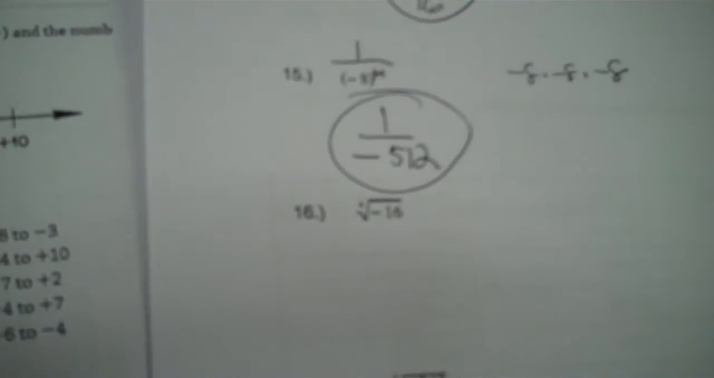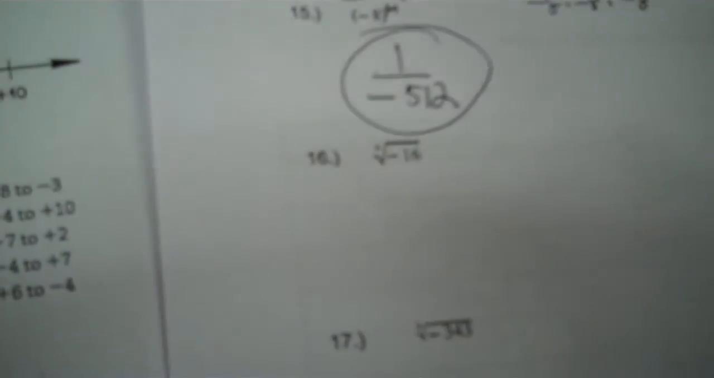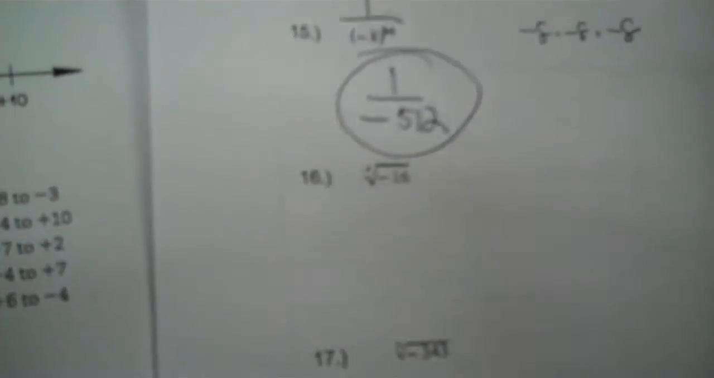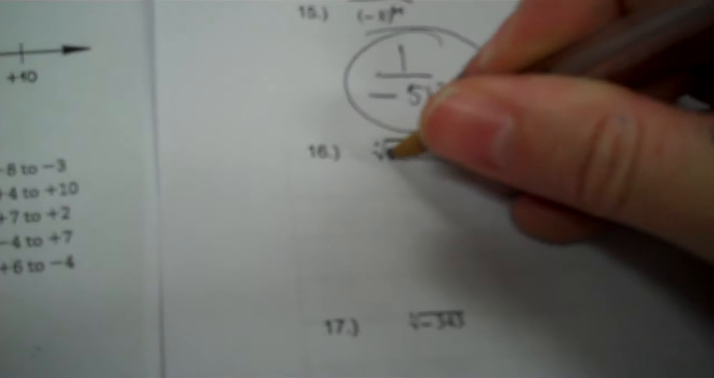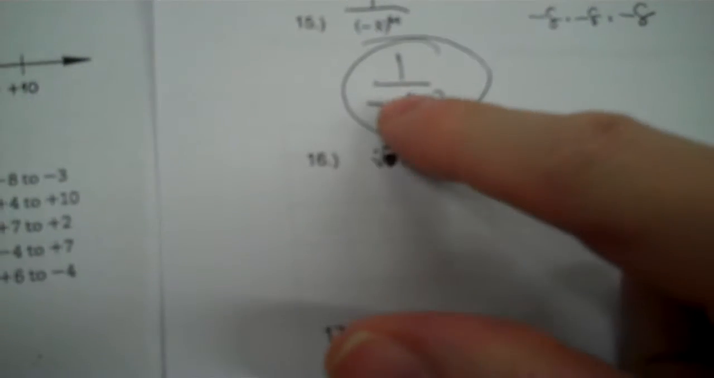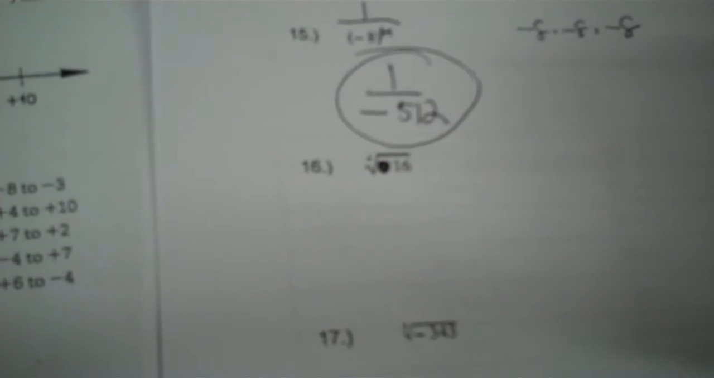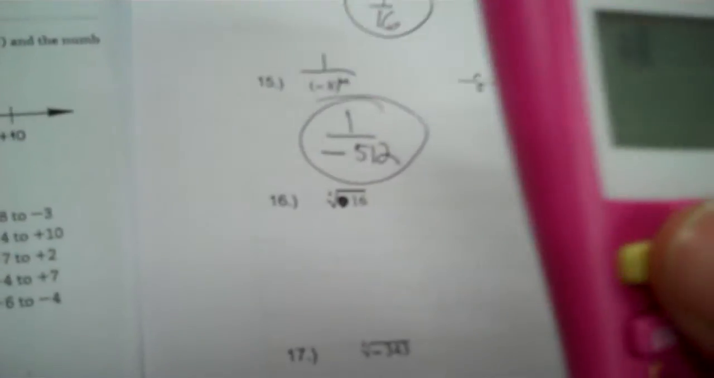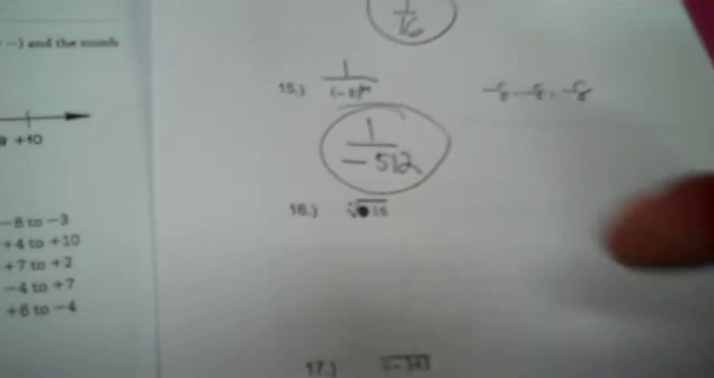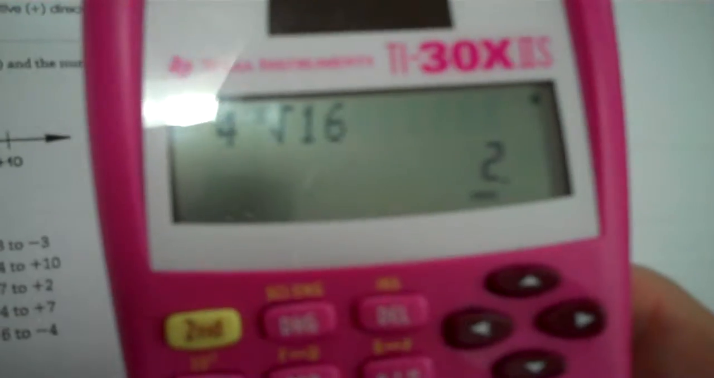Now with the roots, you can punch those in. It means what times what times what times what is negative 6. By the way, that should be a positive 16. Okay, you can't take the even root of a negative number because it doesn't exist. So 4 second caret 16. I messed up. That's 2.